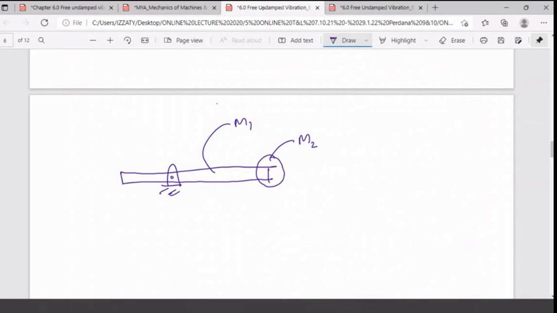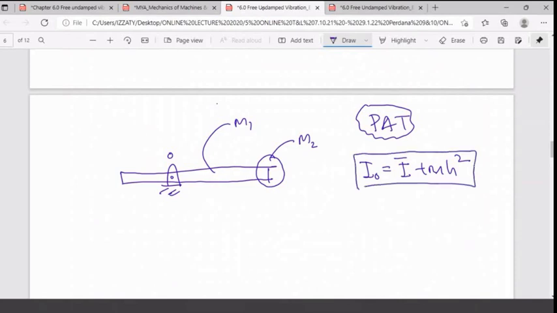As you have this, you have to apply the parallel axis theorem. The parallel axis theorem that you learned in dynamics, in mass moment of inertia, simply tells you that if I say this point is O, for example, your I_O is equal to I center of mass plus M h squared. Remember this one? Have you come across this equation? In my class I call it PAT, parallel axis theorem.